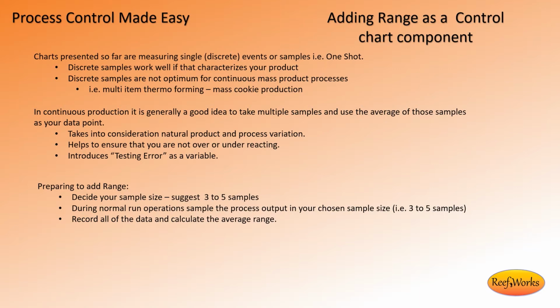So if your testing instruments are not calibrated, or they're highly variable, or your technicians who are doing the testing are not well trained, you certainly can have test error. So let's prepare to add the range. So you may want to decide, how many samples do I want? I would suggest you go 3 to 5 samples. During your normal operations, just gather those samples and begin to collect that data. Record all of the data, and then calculate the average range.